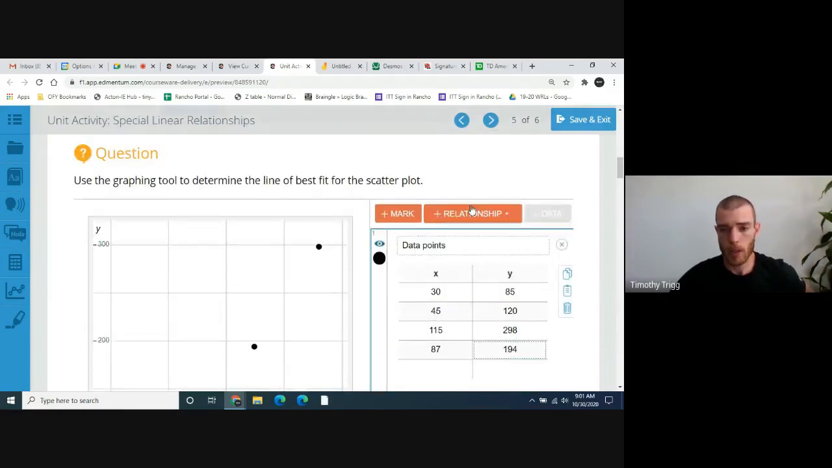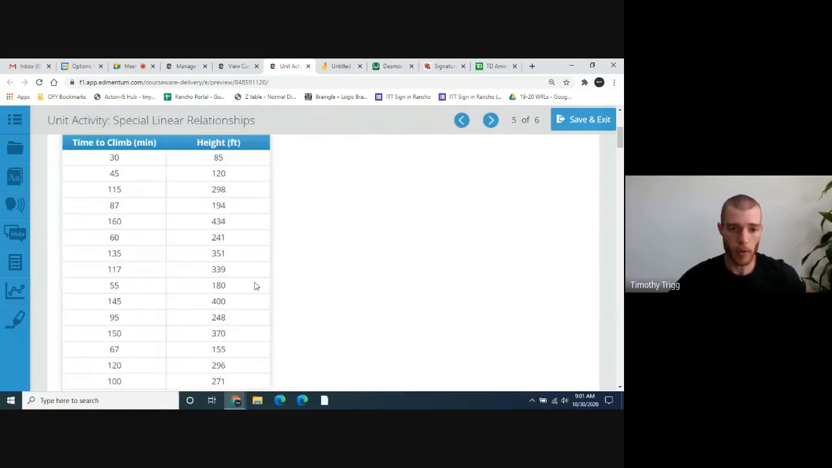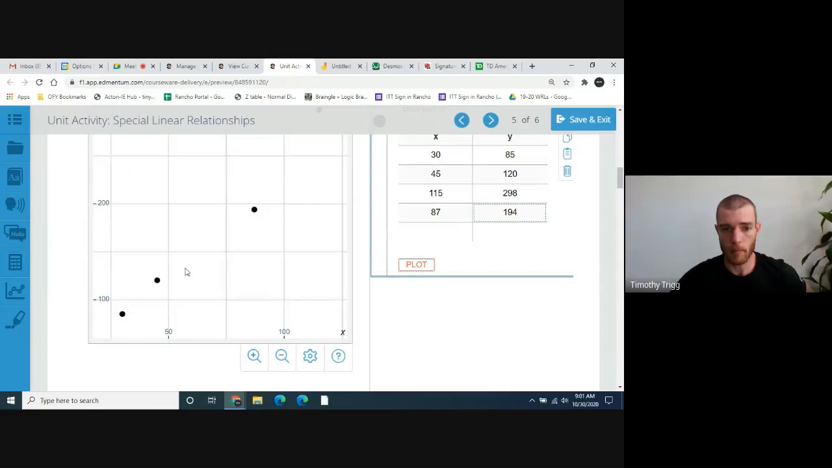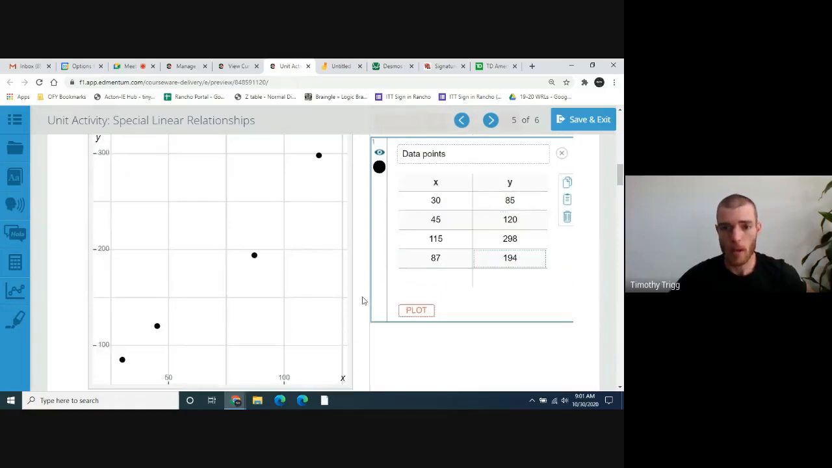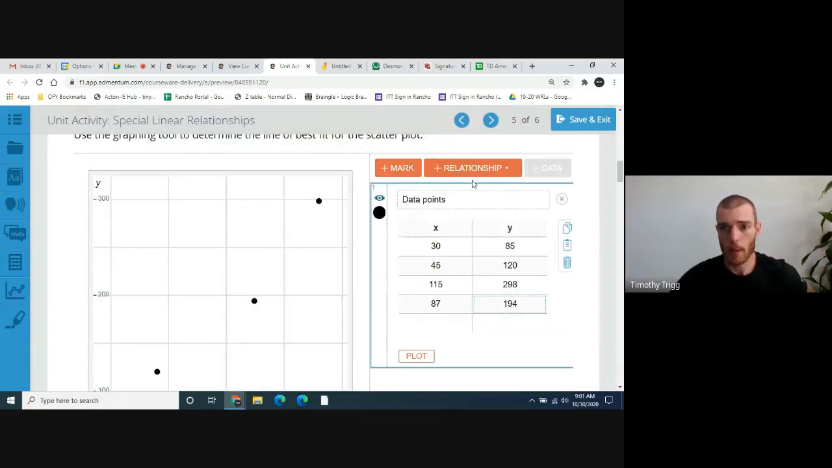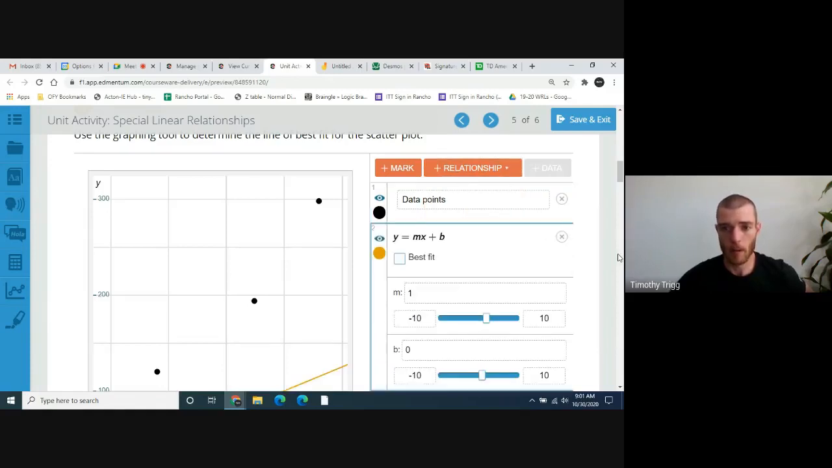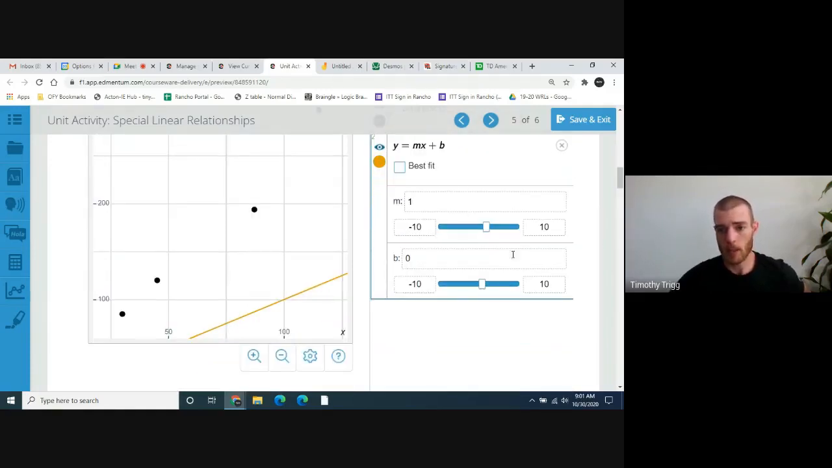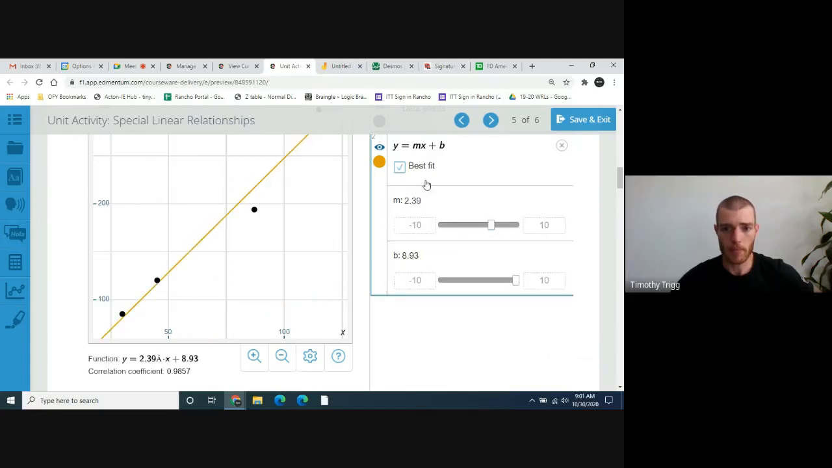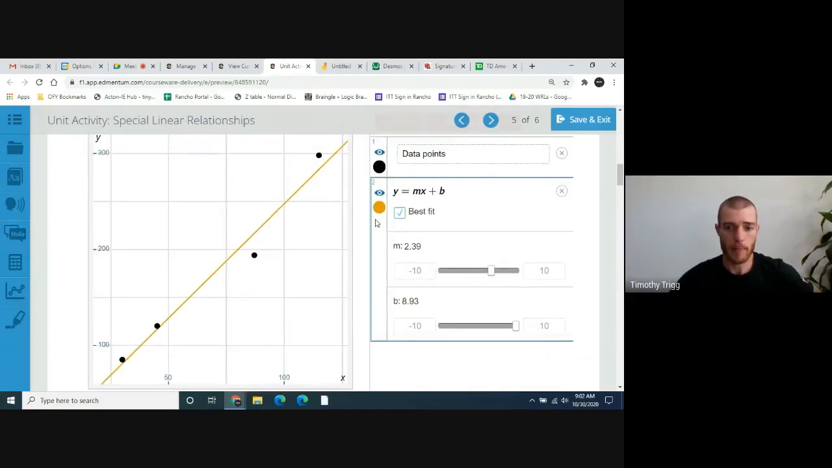Now, after you've plotted all of the points onto here, you should have a plot with many more points than I do. Then I want you to go to relationship and go to linear. We're going to have to change some things here. First of all, the M is the slope. Well, you can just click best fit. Oh, there you go, best fit. So you can click best fit and it'll give you the line of best fit.